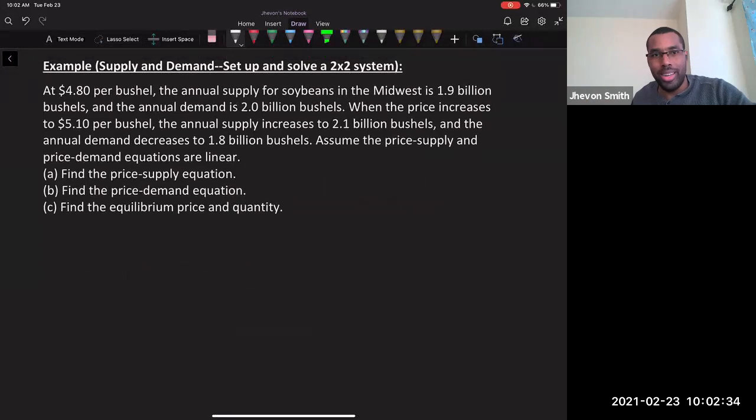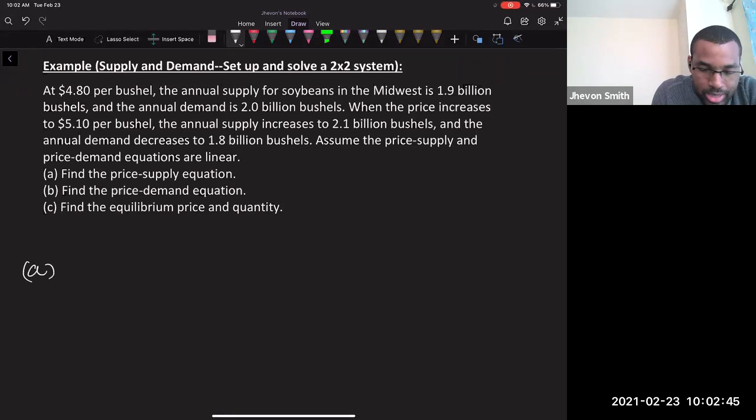Yeah, this is why we didn't get as far as anticipated in the last class. Getting used to this system is okay. So let's go. All right, so A, let's talk about the price supply.